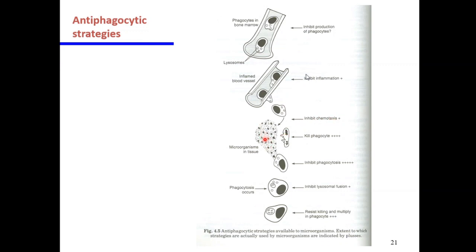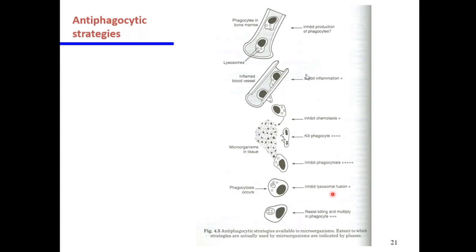The microorganism can inhibit the transfer of phagocytes from the vessel to the infected tissue. They can also kill the phagocyte. They can inhibit phagocytosis. It often happens that they kill the phagocyte and inhibit phagocytosis, preventing the effect of engulfing.